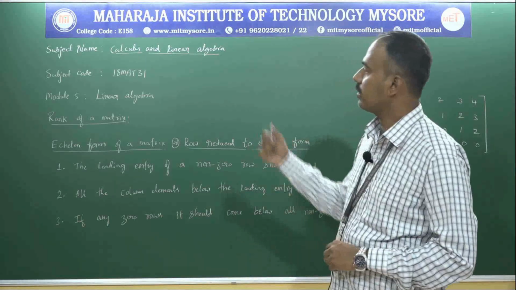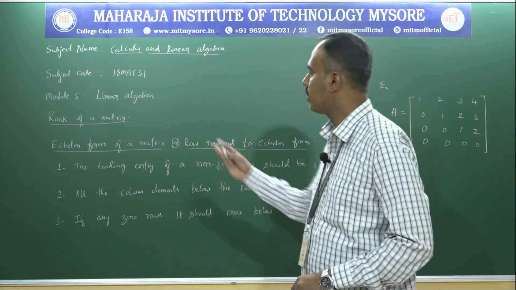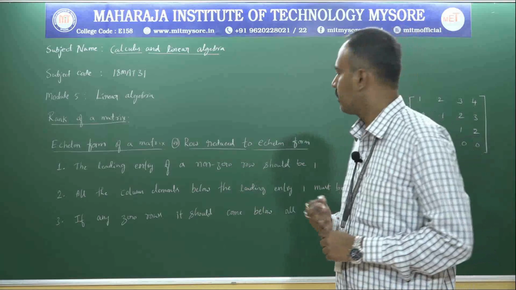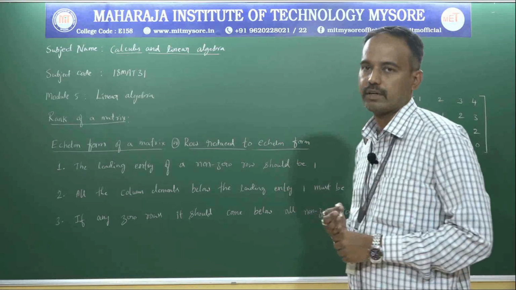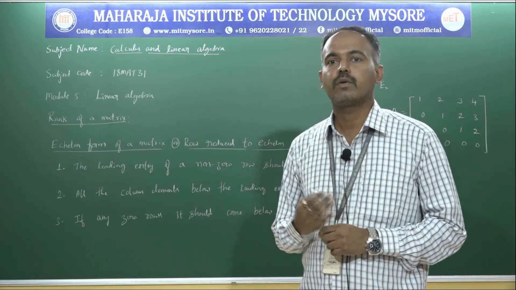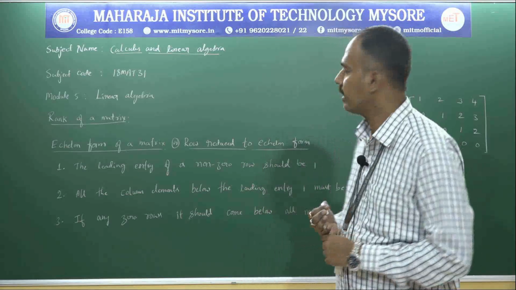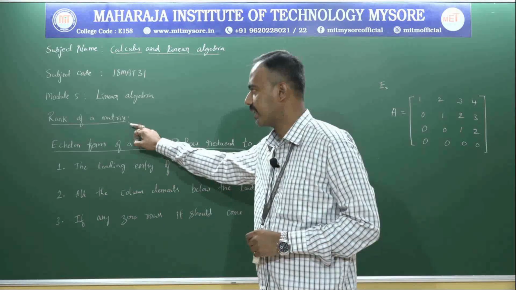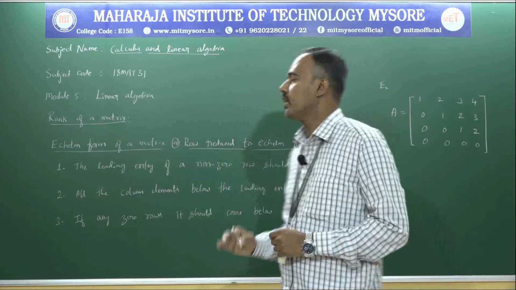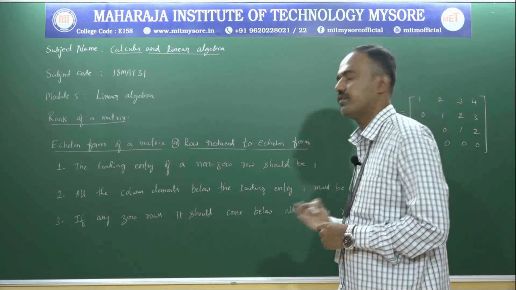Before going to the rank of a matrix, first you have to understand the echelon form of a matrix. Another name is the row reduced echelon form. All of you are already familiar, up to the PU level, with the matrix representation and some operations of matrices. Here, directly starting with the concept of the rank of a matrix, first you have to understand the echelon form of a matrix, also called row reduced echelon form.